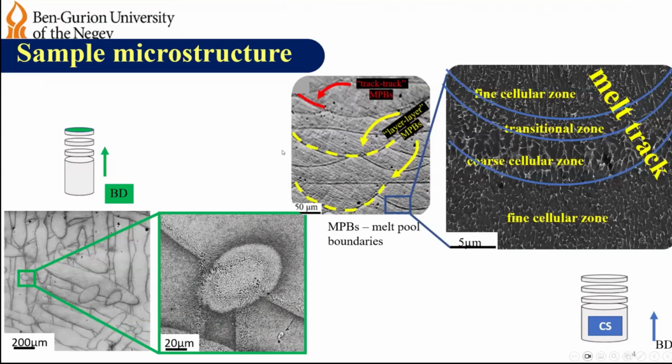So this microstructure is very, very unique. You can see evidence of the melting pool and the melting pool boundaries. And from above, we can see evidence of the laser track. And these melting pool boundaries are characterized by a fine and coarser cellular Si network.